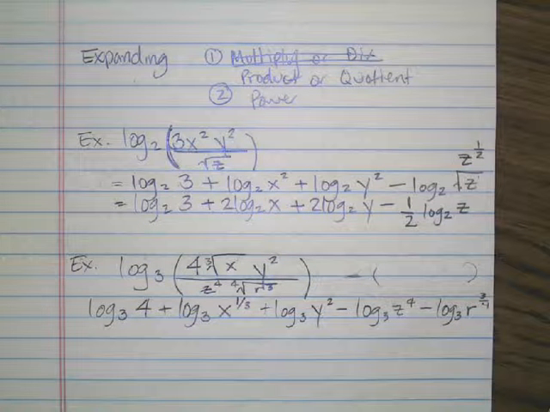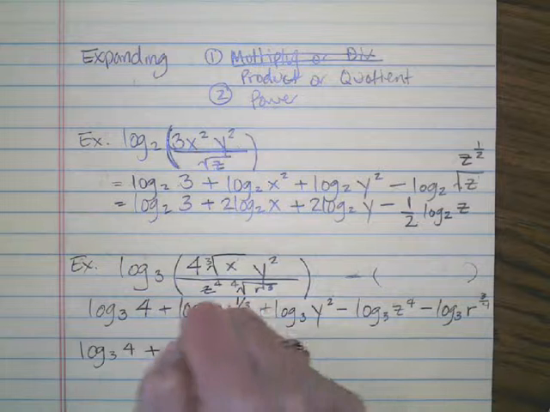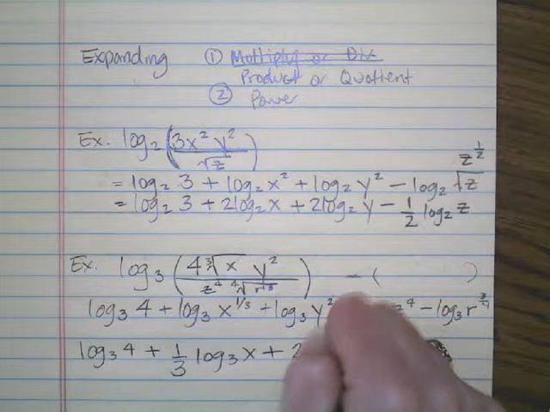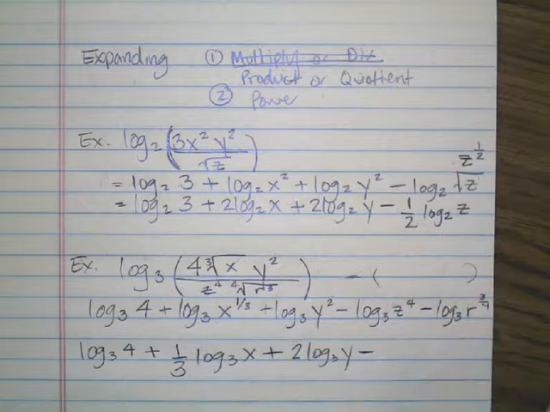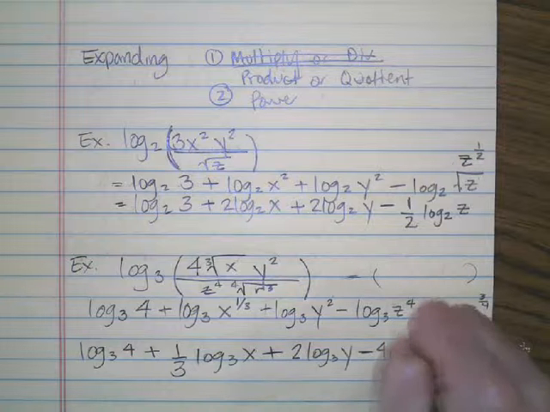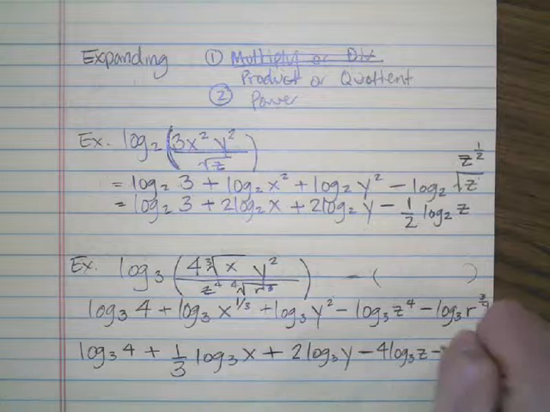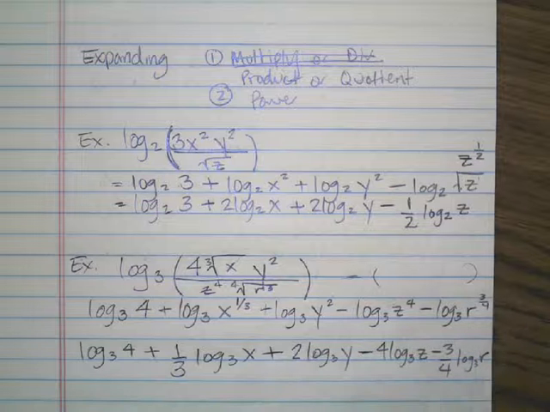Okay, so what's the next step? Put all the powers in front of the log. So this one doesn't have a power, so you leave it. Plus this one has a power of 1/3, so bring it out. Plus 2 log base 3 of y minus what? 4 log 3 of z. And the last one will be minus 3/4 log base 3 of r. Excellent.